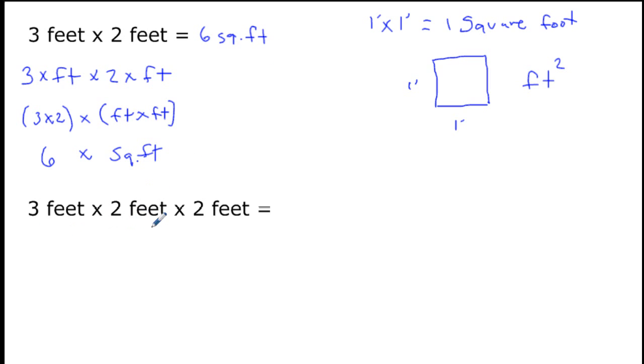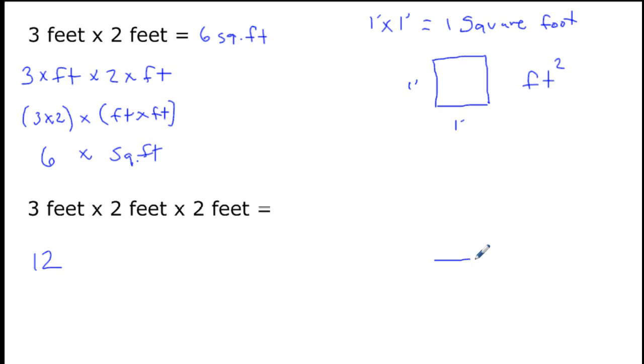3 feet times 2 feet times 2 feet. So I could break this all apart like I did up here, but you don't usually need to do that. What we figured out here is that we can just multiply the numbers, and then we can multiply the units, and we can do those things separately. So 3 times 2 is 6, times 2 is 12. And then we need to do a foot times a foot times a foot.